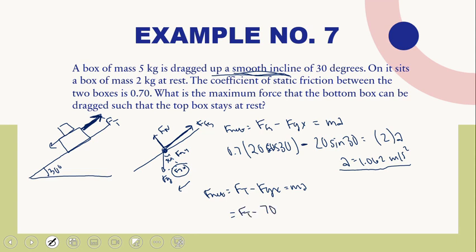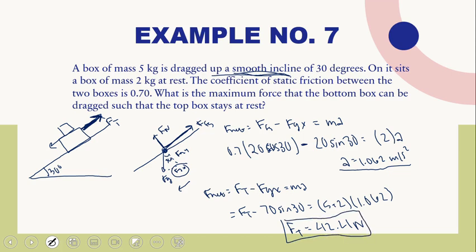So that's going to be 70, which is the weight of both boxes added together, sine 30. And then that's going to equal the mass of the system, 5 plus 2, times the acceleration, 1.062. Okay, and now if we isolate for FT, we get that it is equal to 42.4 newtons. So this is the maximum force that can be exerted on the bottom box such that the top box won't slide off in the opposite direction.